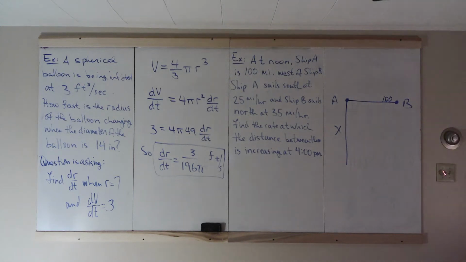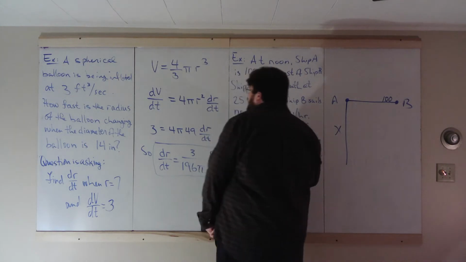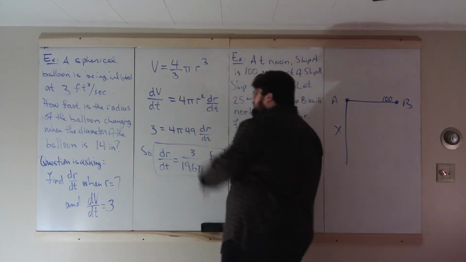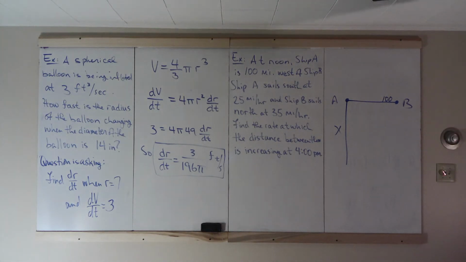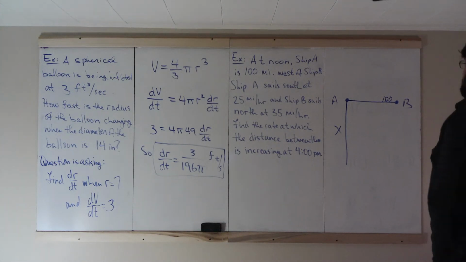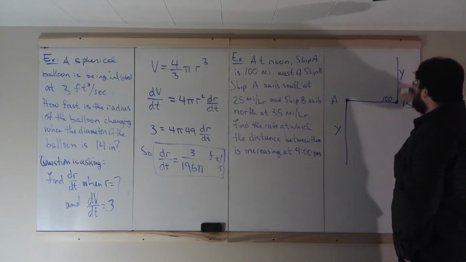When doing calculus, I always like x, y, and z if we need a third variable, unless we're talking about a radius and a volume. So I'm going to call that x. Ship A sails south, ship B sails north. Okay. So there's another quantity which is changing.